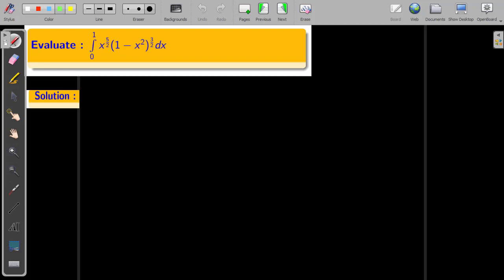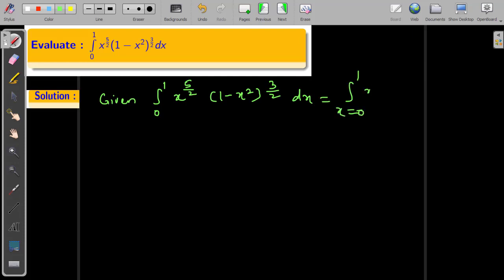So here the given definite integral is the integral from 0 to 1 of x power 5 by 2 times (1 minus x square) power 3 by 2 dx. This is equal to, we can say, the integral over x from 0 to 1 of x power 5 by 2 times (1 minus x square) power 3 by 2 dx. Let us mark this equation number 1. Now we need to go for substitution here as per equation number 1.